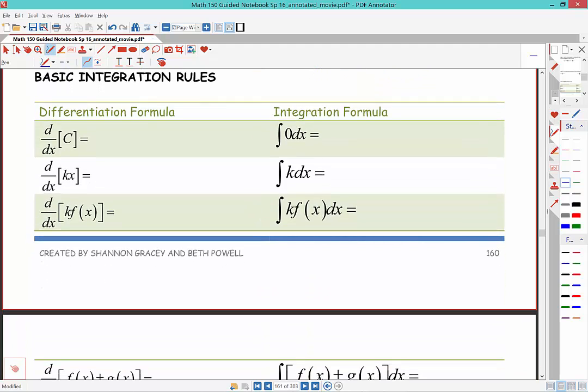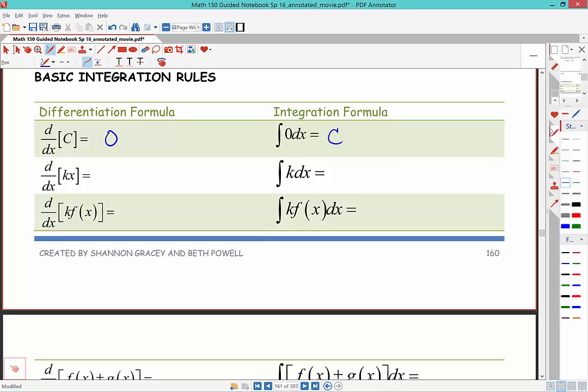You need to know all these formulas. So the derivative with respect to x of a constant is 0. So therefore, if you're integrating 0, okay, you won't ever see this normally, but when we have the antiderivative of 0 with respect to x, normally you're just going to see a 0 there, or you won't see anything at all. So this basically equals our constant of integration.